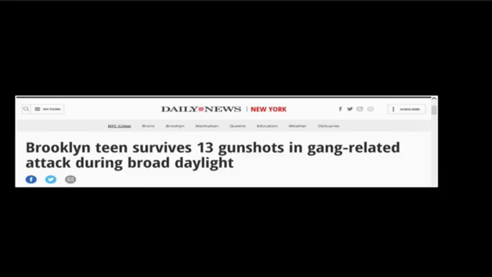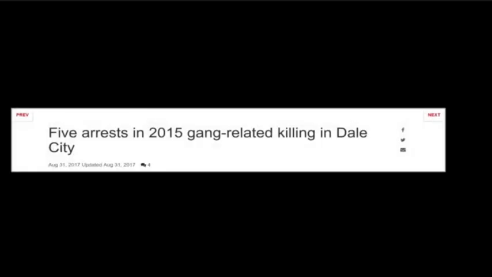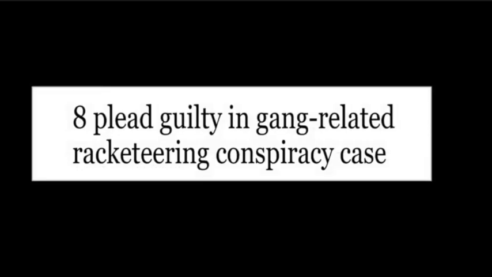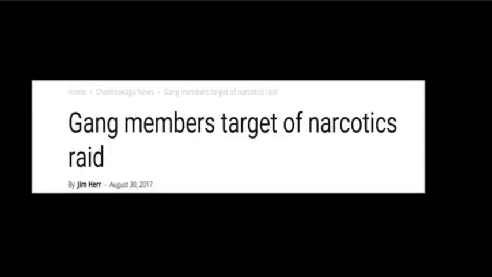I mean, let's just look at some of the headlines from August. Brooklyn teen survives 13 gunshots in a gang-related attack during broad daylight. 5 arrests in 2015 gang-related killing in Dale. Local gang members sentenced to 15 years for murder. 8 plead guilty in gang-related racketeering conspiracy case. Gang members target of a narcotics raid. Now, this was just in August.